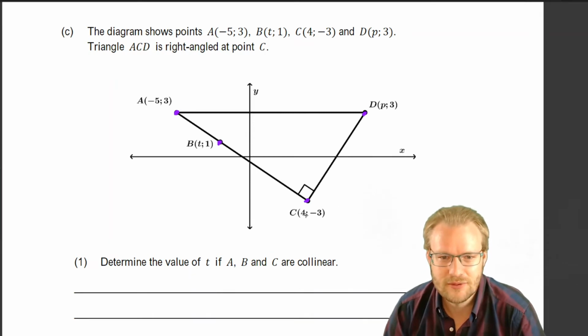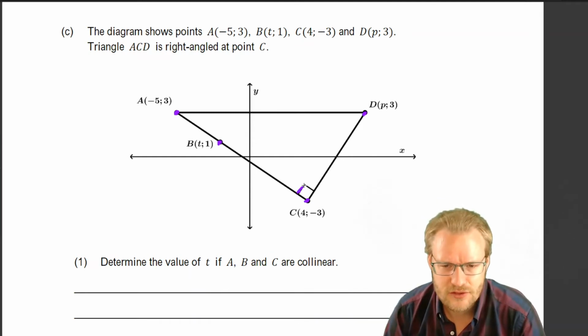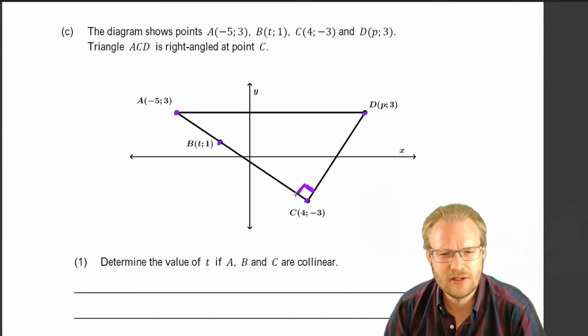Well, A and C, we're given their full coordinates. B and D, presumably we're going to find T and P at some stage. And what else are we given? It's right angled. Okay, so we're given this right angle. Now, I already had a question in the paper that dealt with right angles. What do you know about two straight lines that are at right angles to each other?